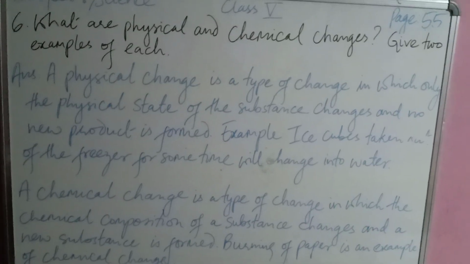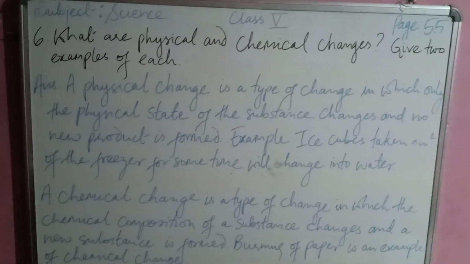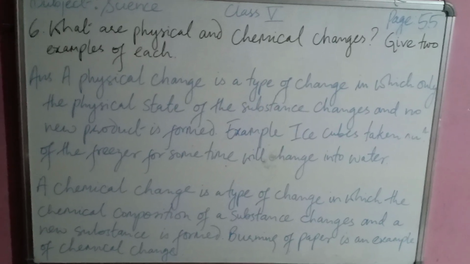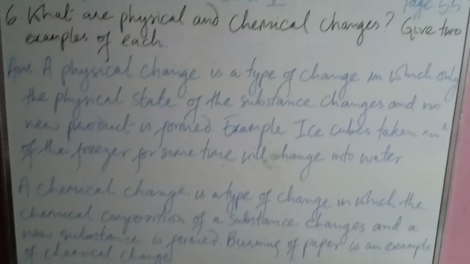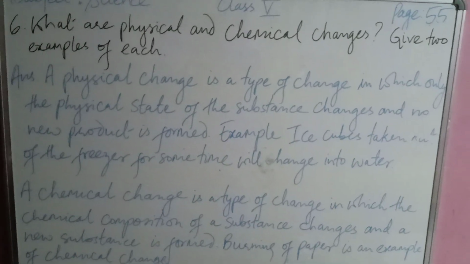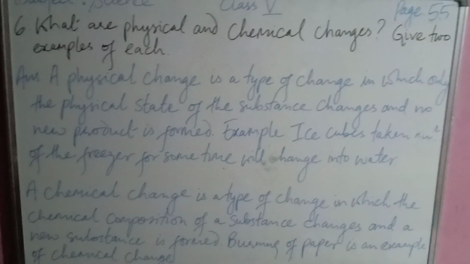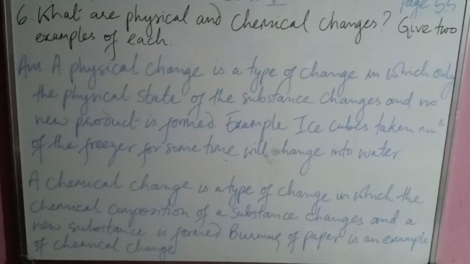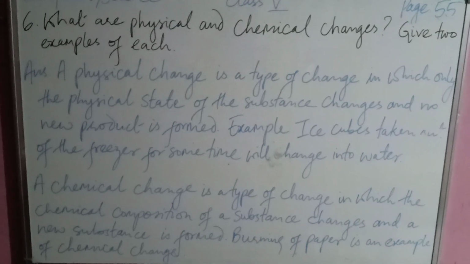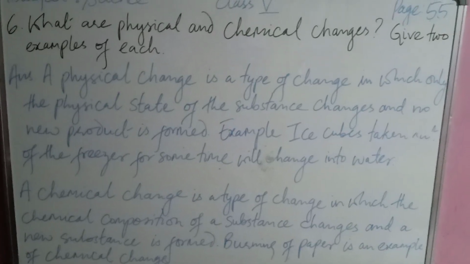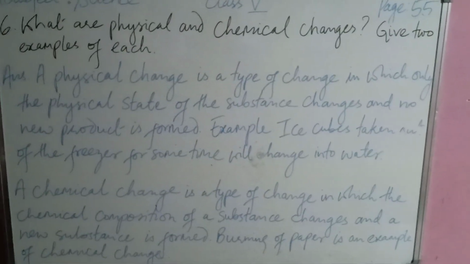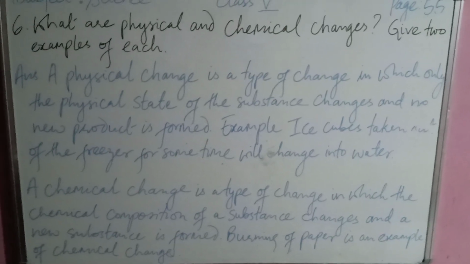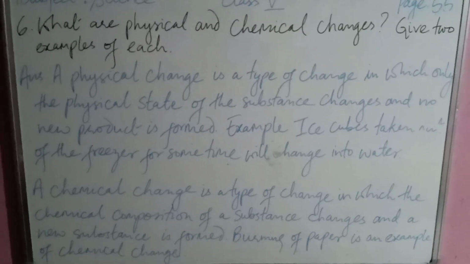Moving on, we have question number 6. What are physical and chemical changes? Give 2 examples of each. So this is how you're gonna write. A physical change is a type of change in which only the physical state of a substance changes and no new product is formed. Example, an ice cube taken out of the freezer for some time will change into water.